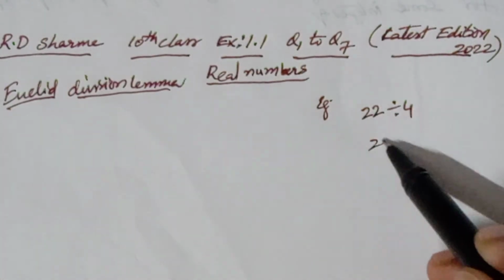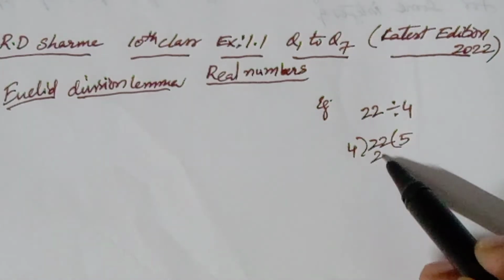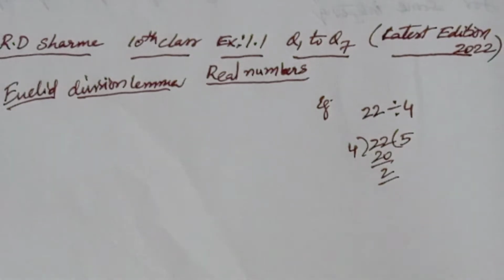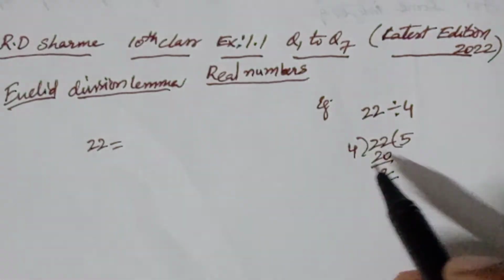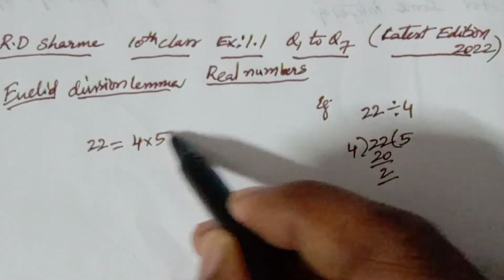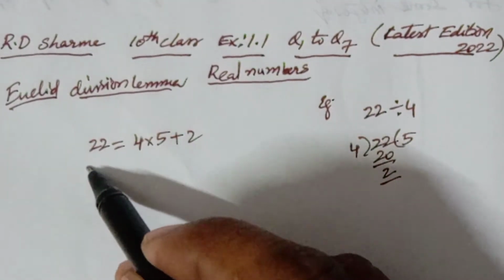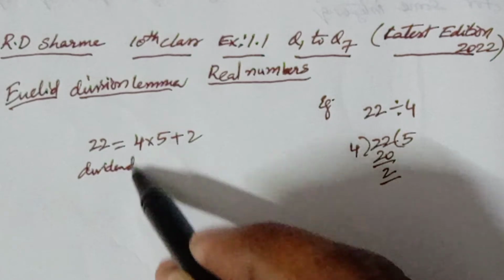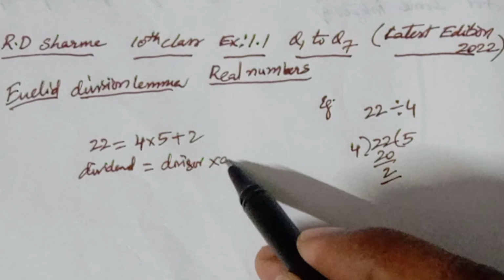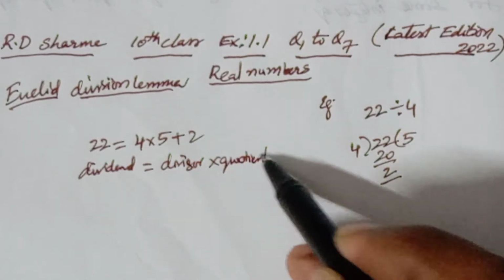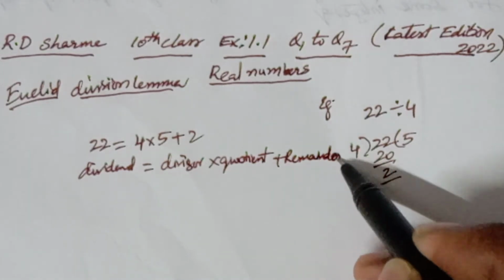So here 22 when divided by 4, 4 5s are 20, and here you will get remainder 2. So 22 is 4 into 5 plus 2. This is called dividend. Dividend is equal to divisor into quotient plus remainder. This you have learned in the lower classes.